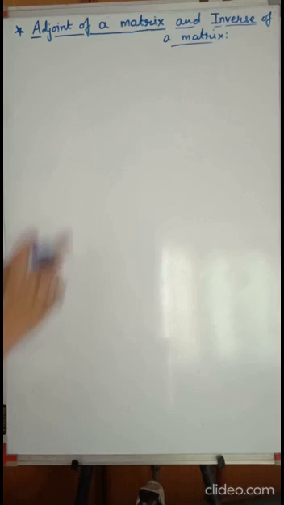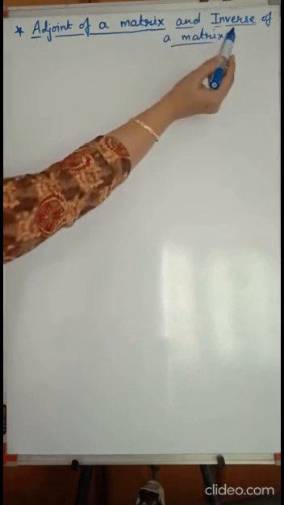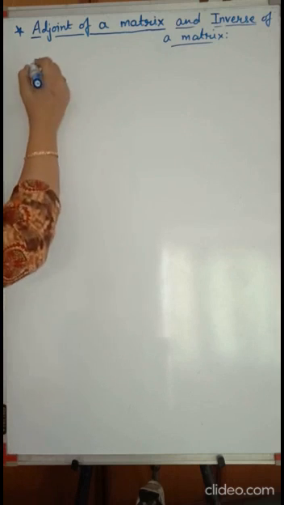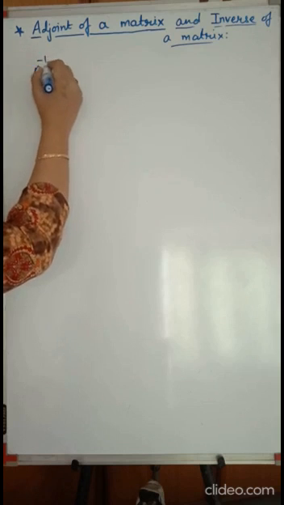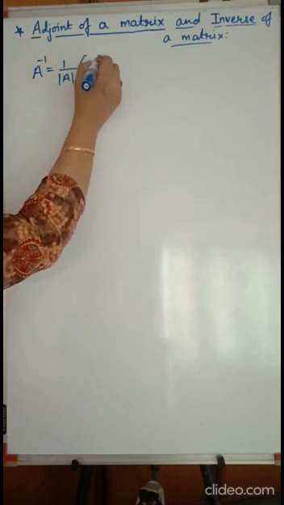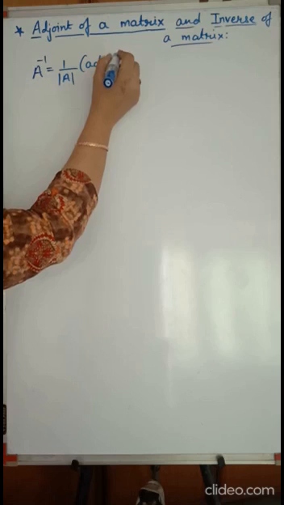Now, today I'll be teaching you adjoint of a matrix and inverse of a matrix. To find inverse of a matrix, adjoint of a matrix is a must. So, what exactly is it? I think you all know how to find the cofactors of a given matrix. We have to use cofactors. But in a 2 by 2 matrix, directly we can find inverse. The formula for inverse of a matrix is 1 by determinant A into adjoint of A.